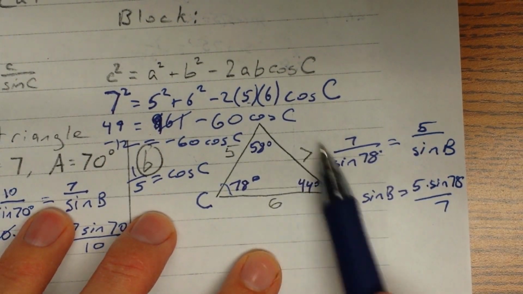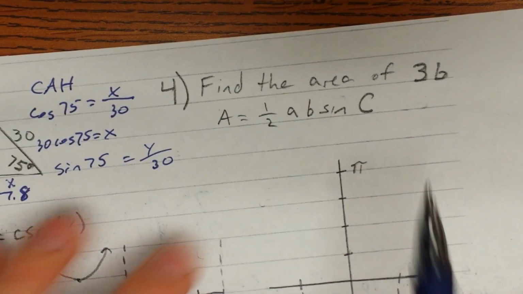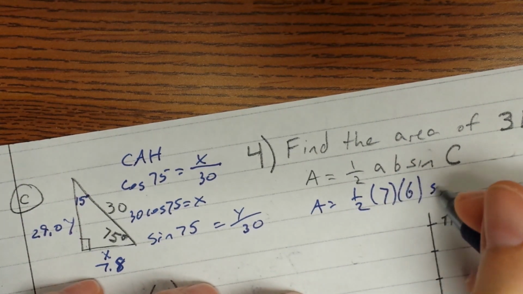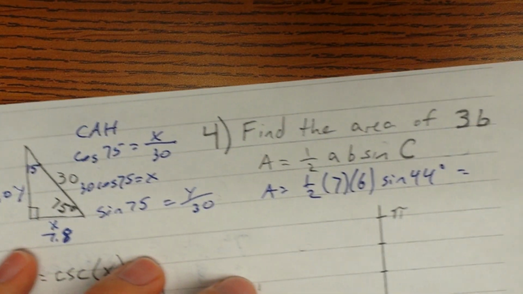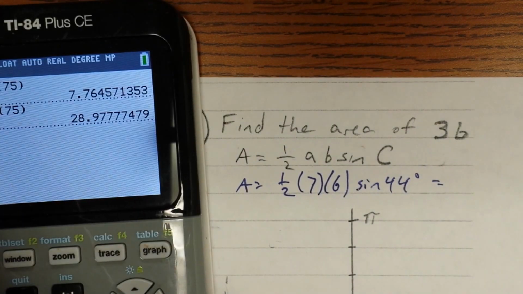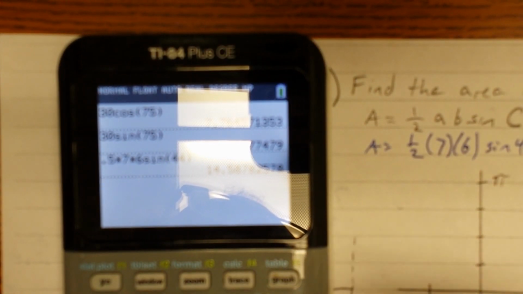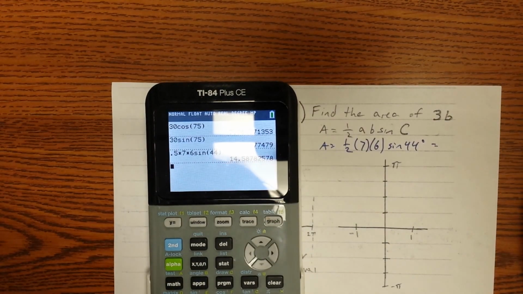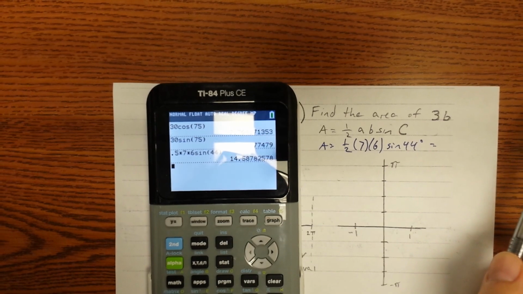So let's say we use this set right here, the 7, the 6, and the 44. So the area is 1/2 times 7 times 6 times sine of 44. And that's it. You just type it in your calculator, and you get the answer. So 1/2 times 7 times 6 times sine of 44, and we get an answer of about 14.6.